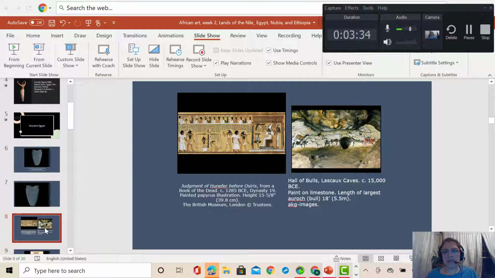So what I want to do is compare these very quickly. If you remember when we looked at this, the Hall of Bulls in Lascaux Caves, we talked about this one bull, which is done in a composite image. It's from a profile, except for the fact that it has two horns, so it looks like one horn is coming out of its forehead.